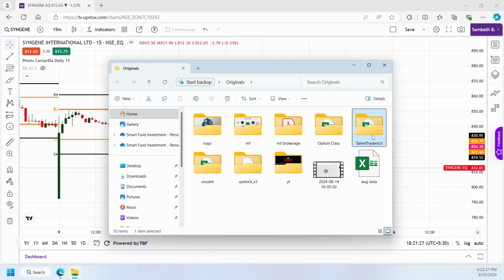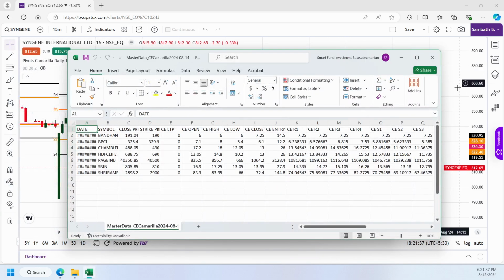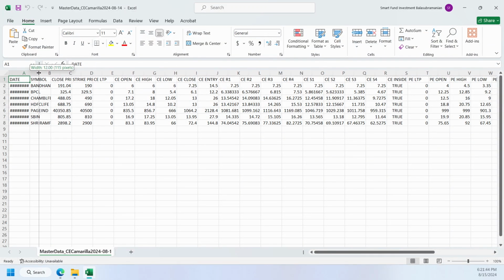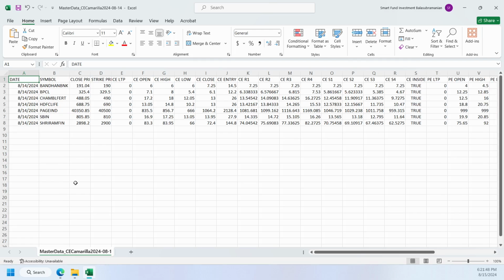We can easily find which stocks form such a pattern. Let me try for the 14th. How many stocks are forming a Camarilla R4? Maybe it shows tomorrow's data, and if you use it, it will show tomorrow only, but we fetch that detail one day before. Something like Bandhan Bank, HDFC Life, SBI and Sriram. These are all on the call side, forming an inside Camarilla.